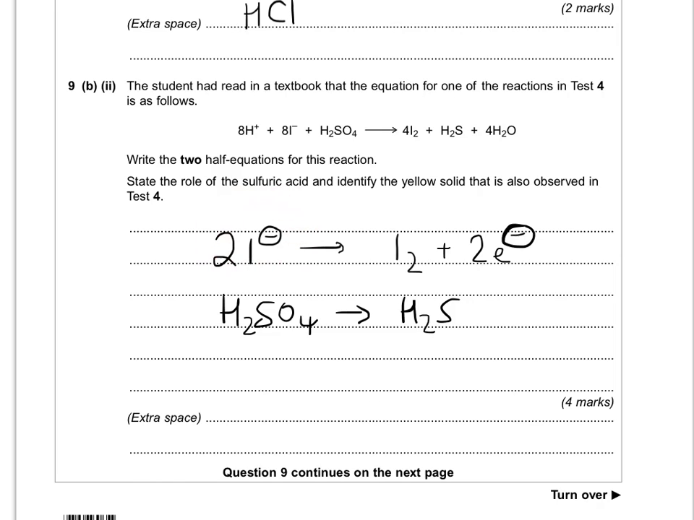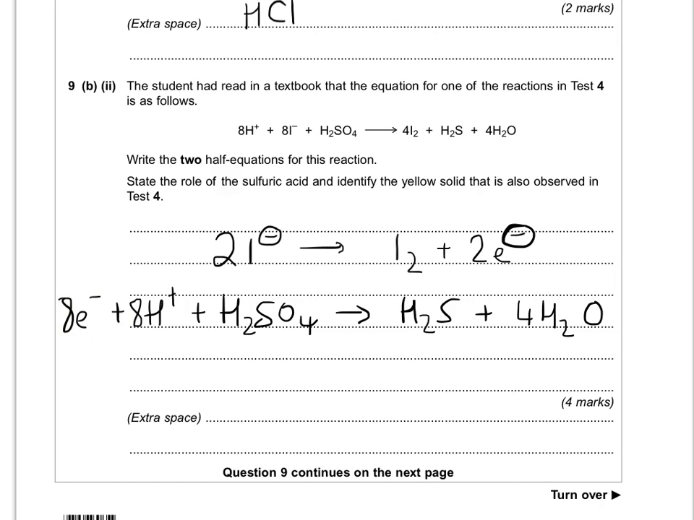And then the bottom one, S is already balanced. Balance oxygens with water, we need 4 of them. Balance hydrogens, we've got 8 on this side and 2 on the other side, so we need 8 hydrogens. And then balance the charge: we also need 8 electrons on the left-hand side, because this side has an overall charge of 0, this side has an overall charge of +8, so we need 8 electrons to balance that.